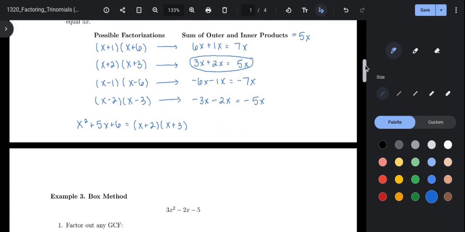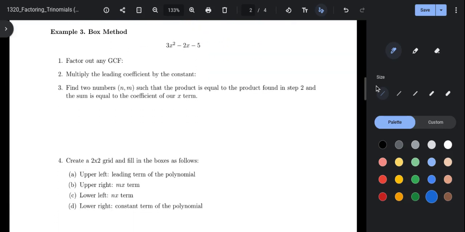Explore one of those methods right now. And we're going to call that the box method. And you'll see why it's called the box method in just a second. So here we have the polynomial 3x squared minus 2x minus 5.